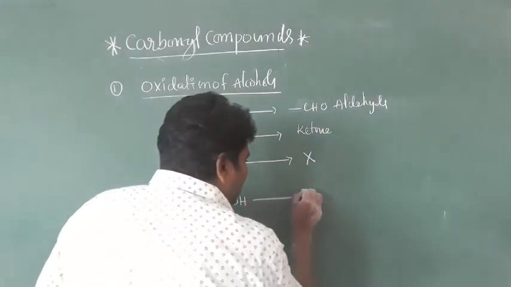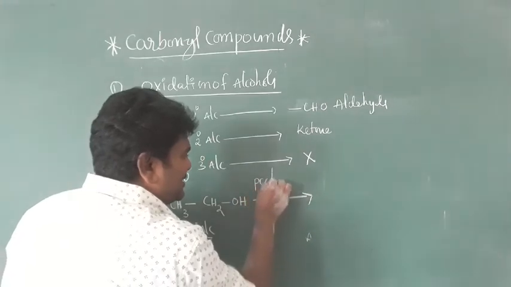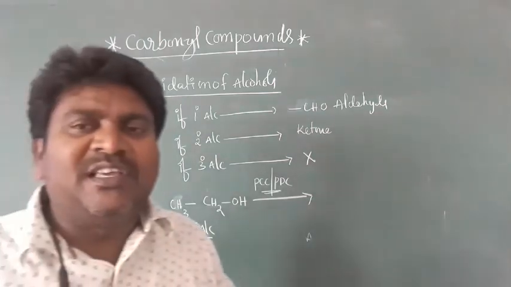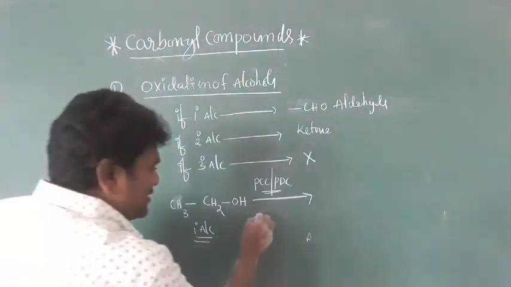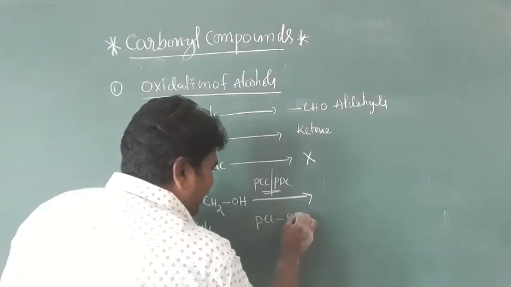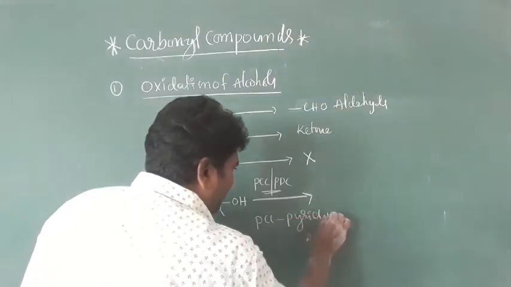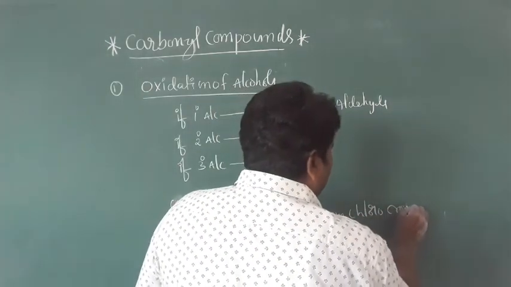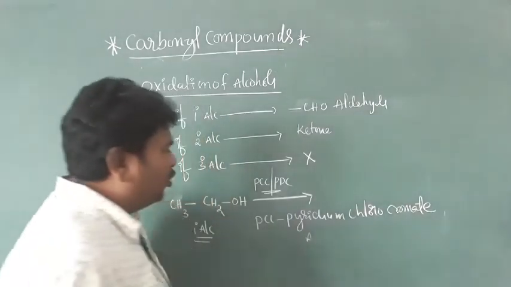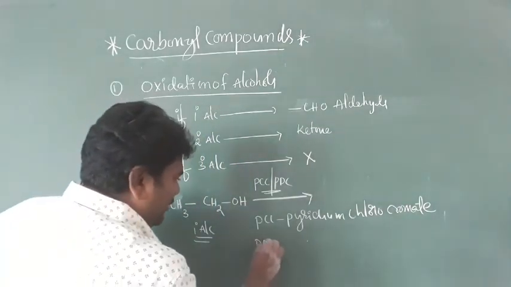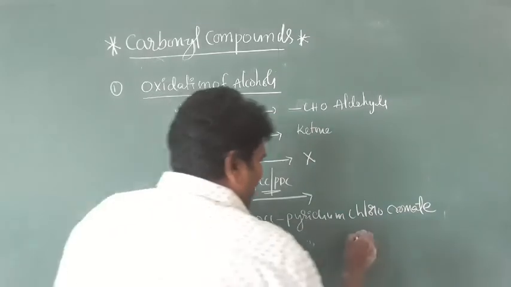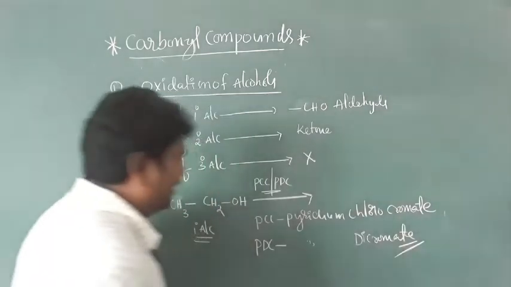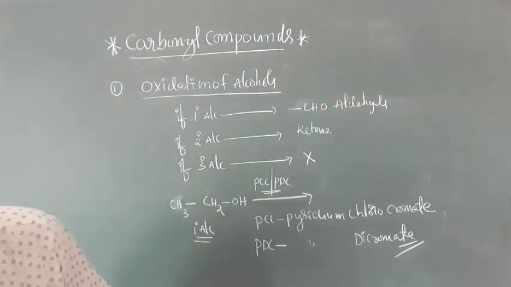In the presence of PCC or PDC, which are mild oxidizing agents. What is PCC? Pyridinium chlorochromate. What is PDC? Pyridinium dichromate. It is very, very important. What is the full form of PCC?